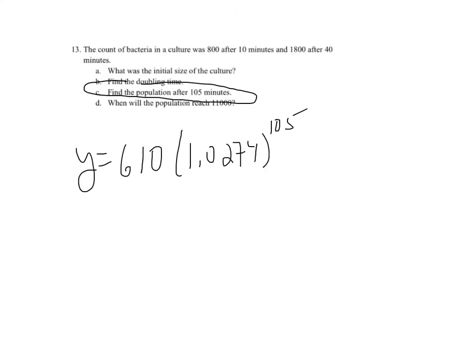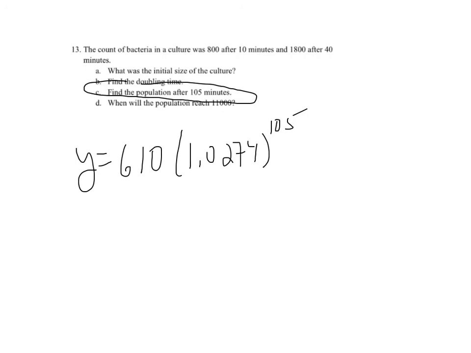So for part C, you're just going to take your equation, replace t with the 105, and then calculate that on your calculator, and they should follow the order of operations. You probably want to round to the nearest whole number. I would maybe round down. Depends what my open math wants.